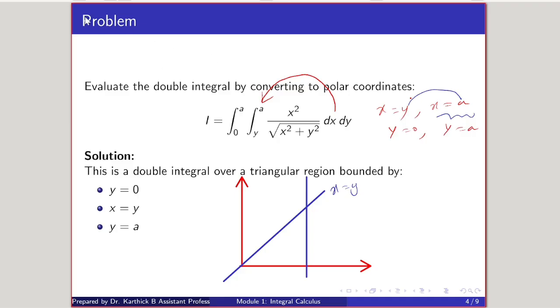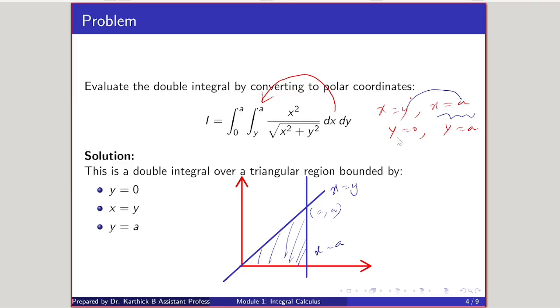This will be the value somewhere at a. So here x equal to a, at this point here it will be a comma a. So clearly see, x varies from y to a. This is the region for these two equations.